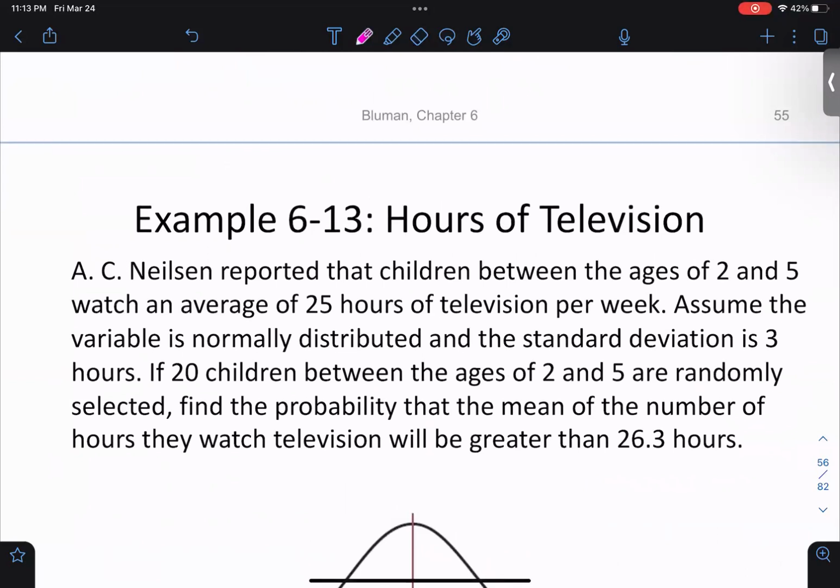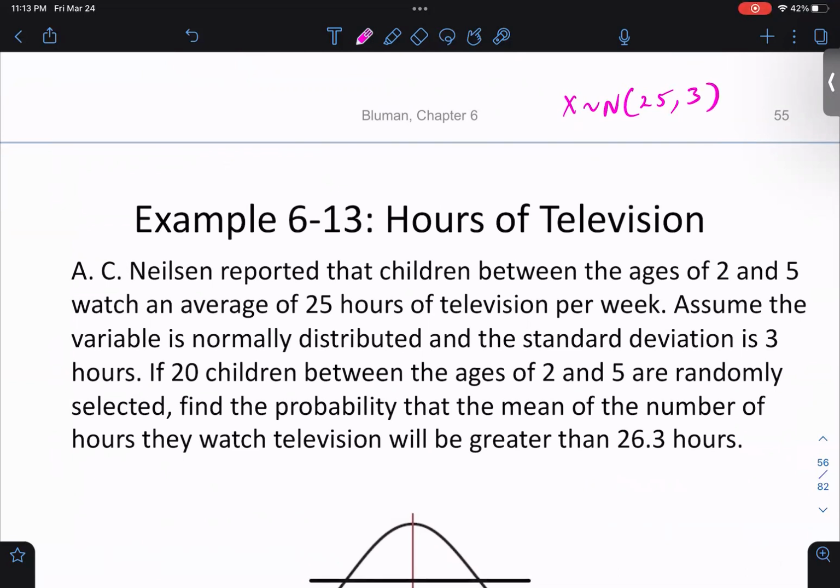Here, let's say AC Nielsen reports that children between the ages of 2 and 5 watch an average of 25 hours of television per week. So that's the average. The random variable is normal anyway. Assume that the variable is normally distributed and the standard deviation is 3 hours.